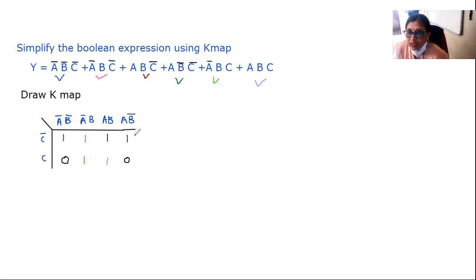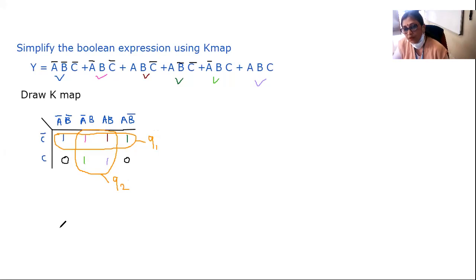Here you can observe there are 4 adjacent ones. So this is forming one quad. Okay. We are not going to form 2 pairs here. Instead, there is one more quad here. This is a group of 4. Therefore, this is also a quad. So 2 quads are formed in this example. Let us call this quad number 1. And let us call this quad number 2.